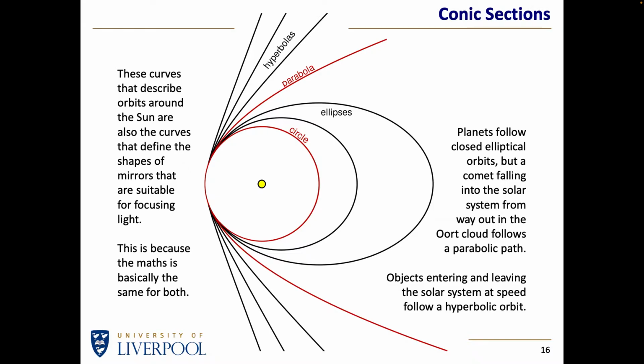We've just said planets follow closed elliptical orbits around the sun, and if an object falls into the solar system from way out in the outskirts of the solar system, from the Oort cloud, for instance, a large cloud of icy bodies, then the object will follow something very close to a parabola, shown here in red. If an object comes into our solar system moving at speed rather than being dropped from zero velocity into the solar system, then it will follow a so-called hyperbolic path. And then it will leave the solar system because it will have more than the solar system's escape velocity.